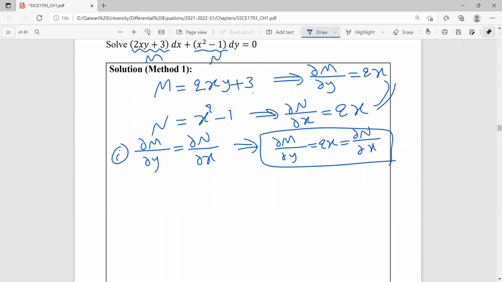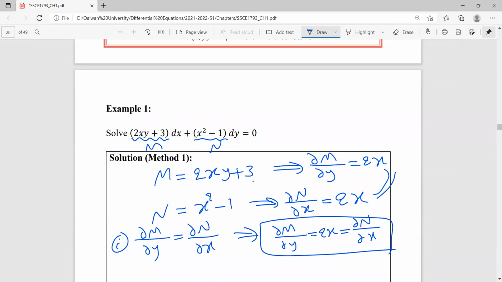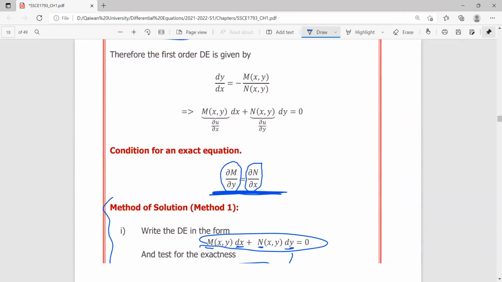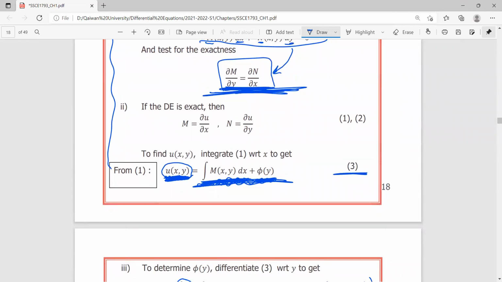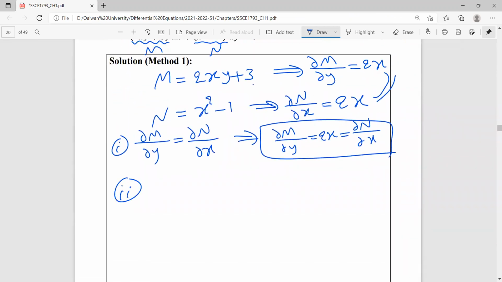Here, the first step is testing for exactness. So the differential equation is exact. How about the second step? We said in the second step we are going to find u of xy. U of xy is the integration of m with respect to x plus phi of y. Let's write it down. In the second step, we say u of xy equals the integration of m of xy dx plus phi of y.